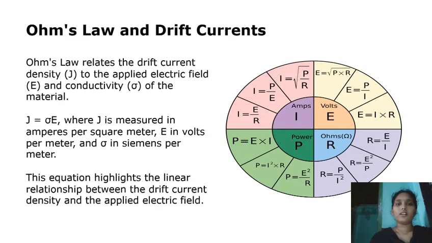And next, Ohm's law and drift currents. Ohm's law relates the drift current density J to the applied electric field E and conductivity sigma of the material. J is equal to sigma E, where J is measured in amperes per square meter, E in volts per meter, and sigma in Siemens per meter. This equation highlights the linear relationship between the drift current density and applied electric field.